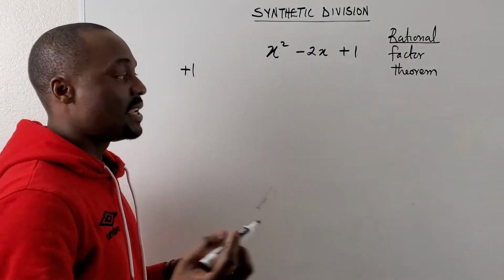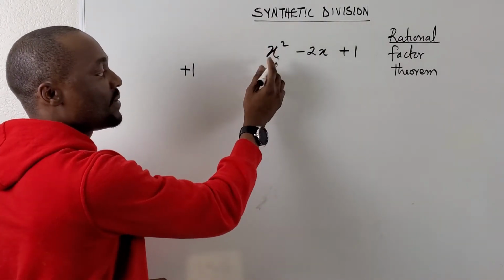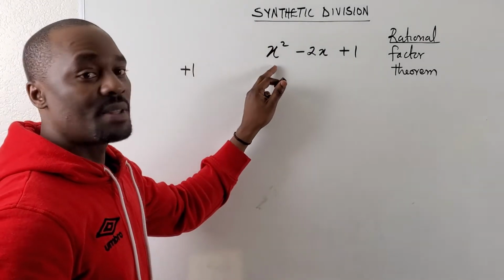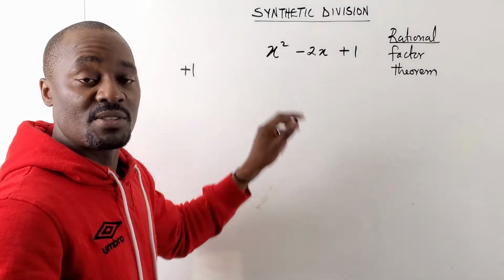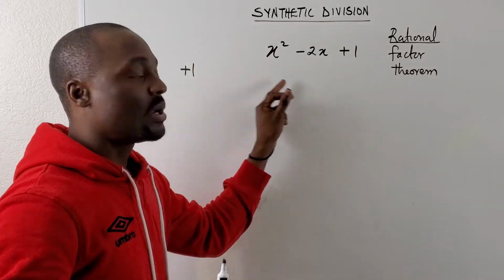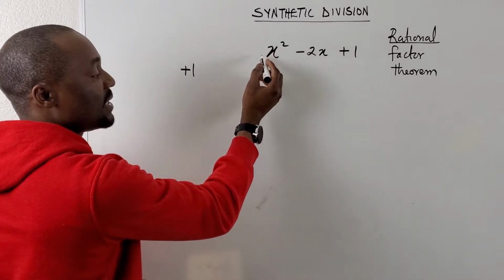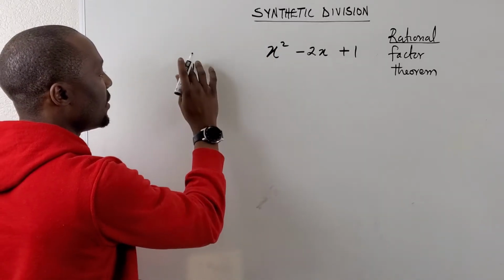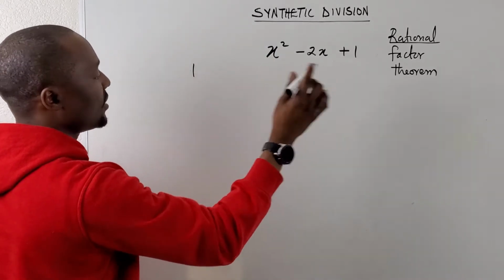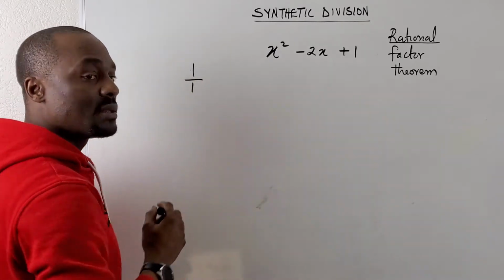I explained that in the first video. The leading coefficient is the coefficient beside the defining term. The defining term is the term that has the highest degree in the polynomial. In this case, it is x squared. So the coefficient of this is 1, so you divide it by, so let's just take the number itself, just the number, 1 divided by 1.